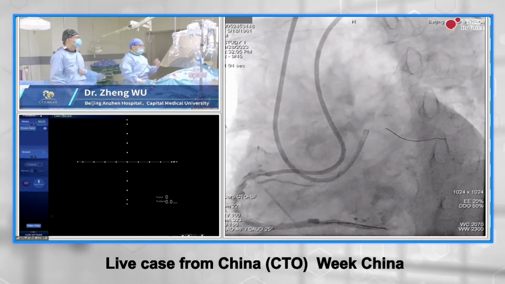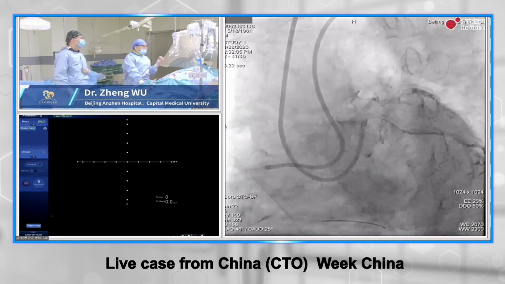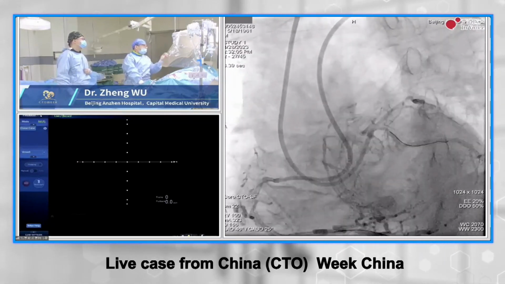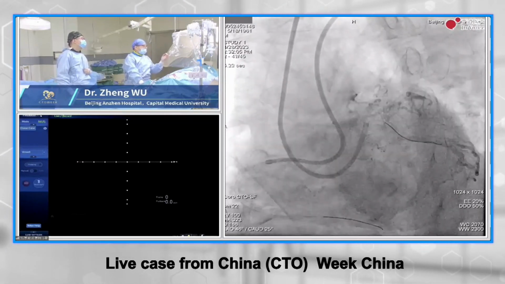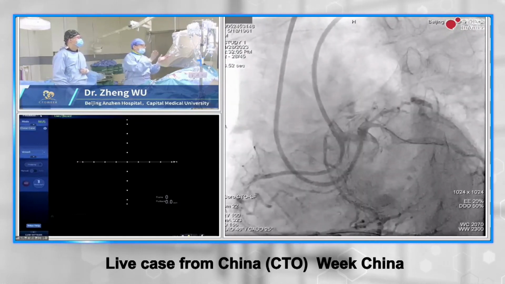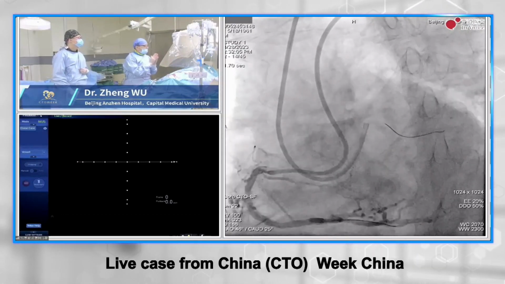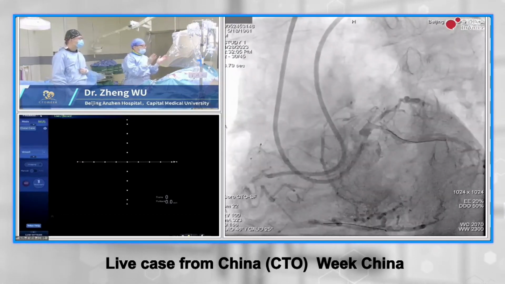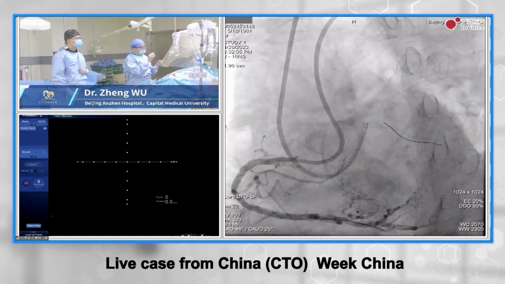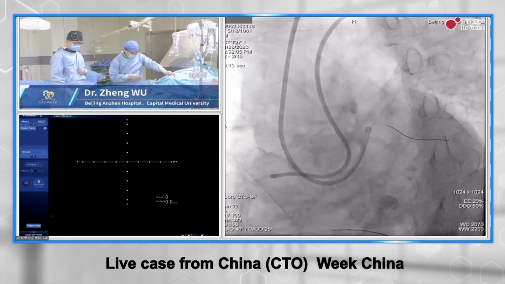The next view is the spider view. It feels more important. From this view, we can see more clearly the proximal cap. There is a ramus and a big circ, and just beyond the ramus is the proximal cap. But I think it's not very clear because there are so many side branches just beyond the proximal cap.